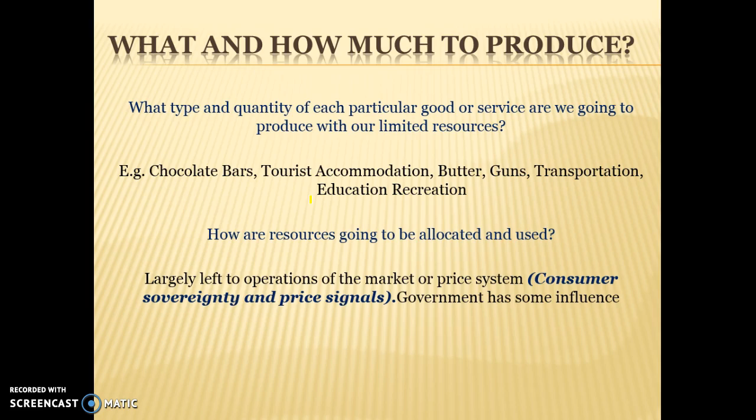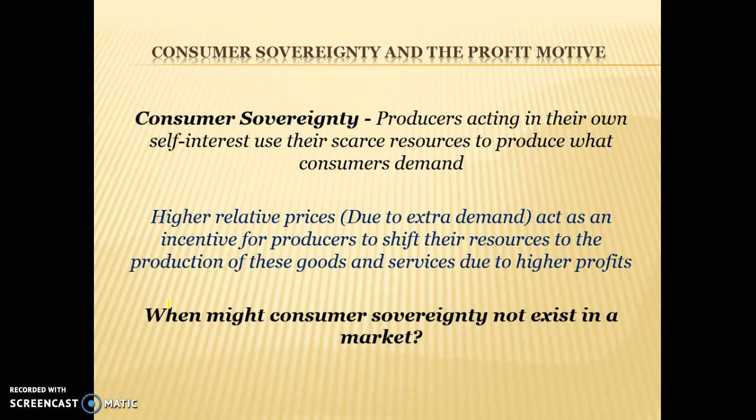And in Australia, we generally answer this question based on the market or the price mechanism, or consumer sovereignty. This is a critical term you need to understand. Consumer sovereignty, but the government has some influence in where we allocate our resources. So consumer sovereignty is this idea that consumers are king. Consumers decide where producers will place their resources.